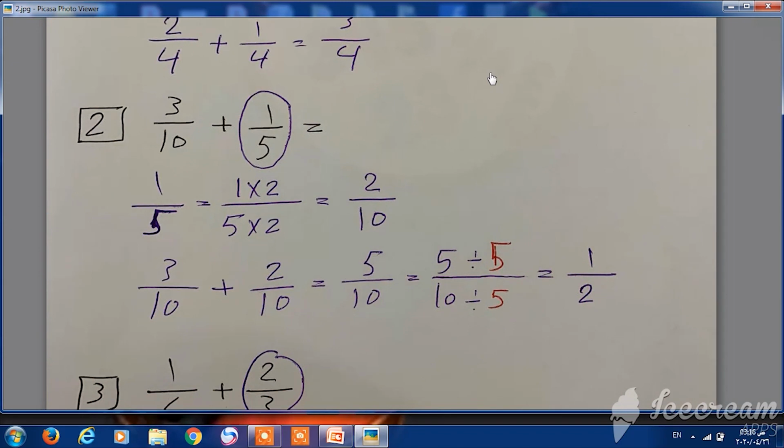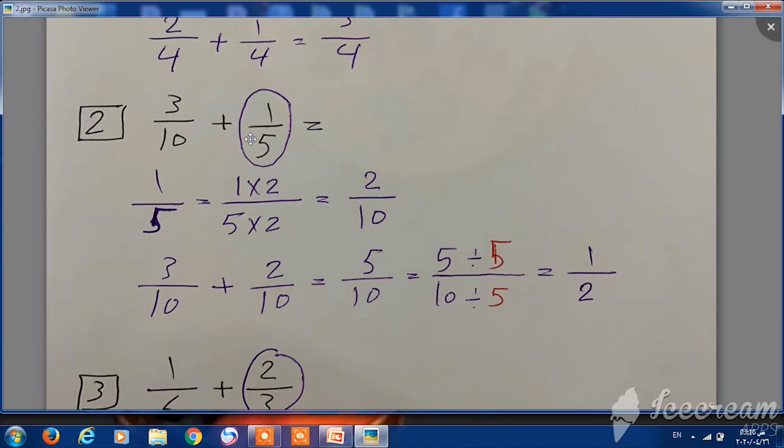Look at number 2. We have 3 out of 10 plus 1 out of 5. They are different denominators, so we find the equivalent fraction for this fraction. We take 1 over 5 because 5 is less than 10. So 5 multiplied by which number do you get 10? Multiplied by 2. When you multiply 5, you must multiply also 1. 1 multiplied by 2 equals 2, and 5 multiplied by 2 equals 10.